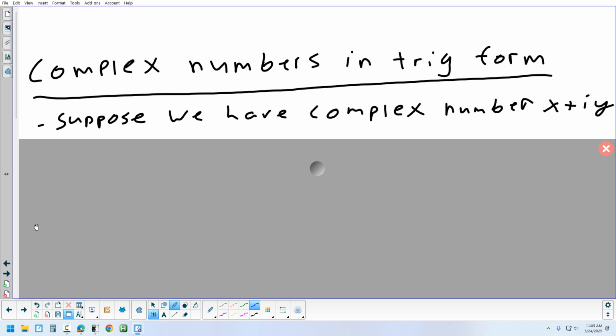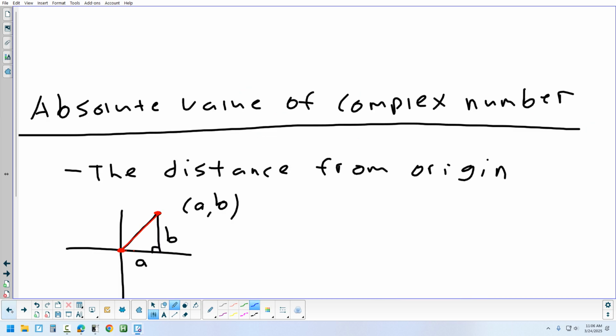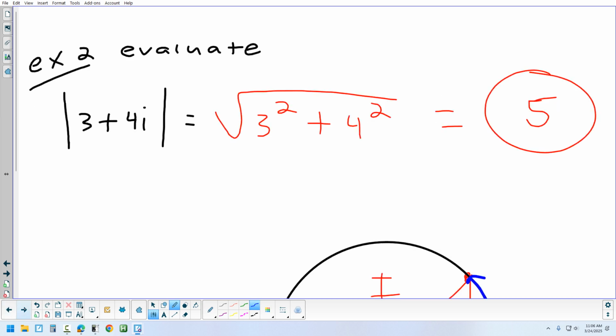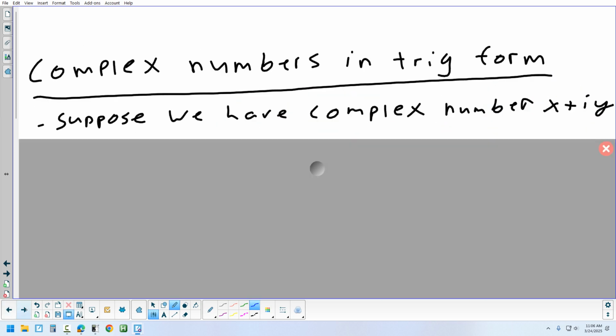Now, I also put the I before the Y. We usually put the I after the number. You could put the I after the Y there too. But I'm going to be coming up with a formula, and I'm trying to make it match with what's in your book. And the way they do it, they put the I in front of the Y. It's the same thing.